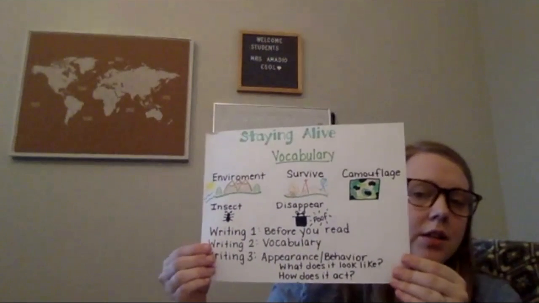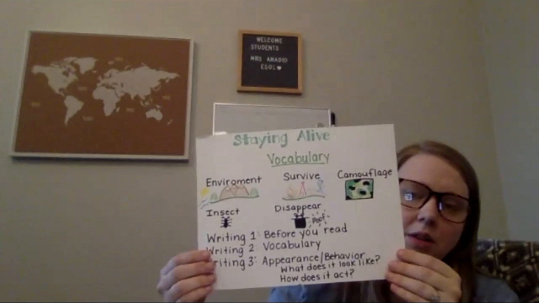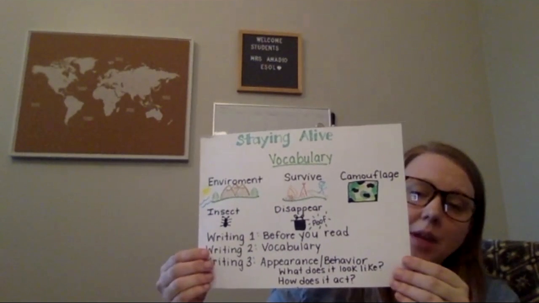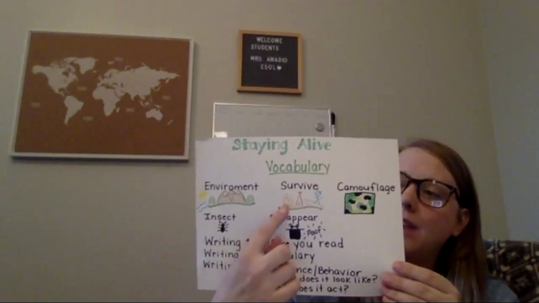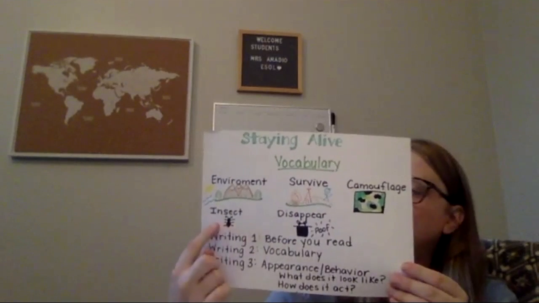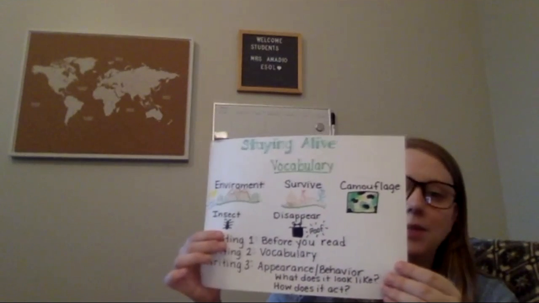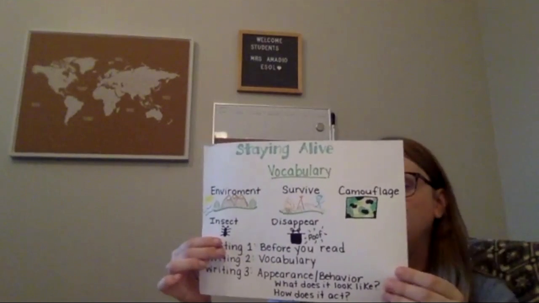All right, so the first thing we're going to talk about is what we're learning this week. So this week, the story that we're reading is called Staying Alive. It's about all different animals and how they survive. And we're going to talk about some vocabulary that we might see in the story, like the words environment, survive, camouflage, insect, and disappear. As we go through the slides, we'll be seeing pictures and definitions for these words so we can better understand them before we read the story.